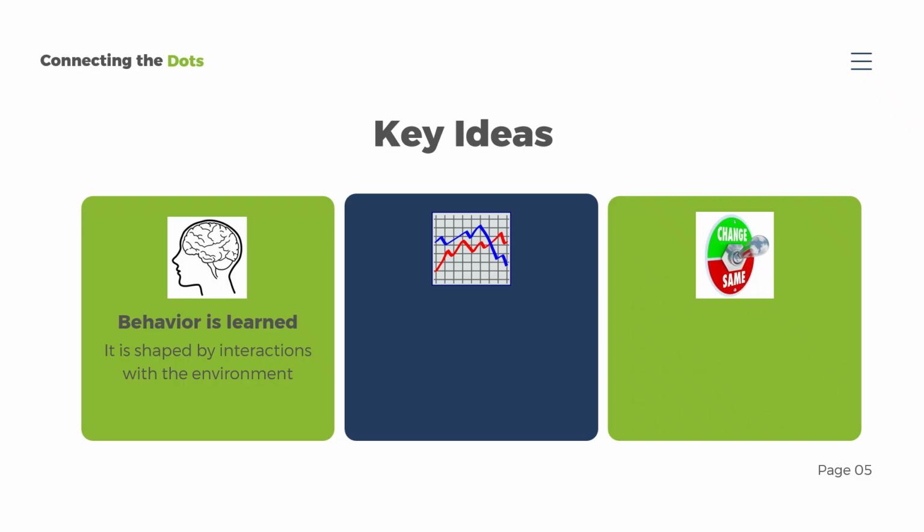The second one we will discuss is behavior is lawful. This might sound surprising, but behavior doesn't occur out of nowhere. It follows predictable patterns. That means when we observe carefully and collect data, we can often identify clear relationships between environmental events and specific behaviors. For instance, if a student always acts out when given a math worksheet and that behavior results in them getting out of work, we can predict that similar patterns will happen again. This predictability allows us to make changes with confidence.